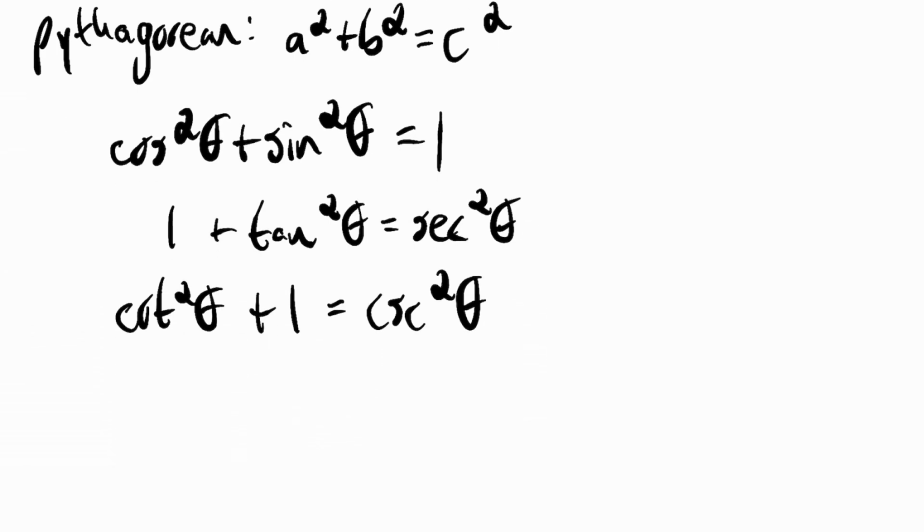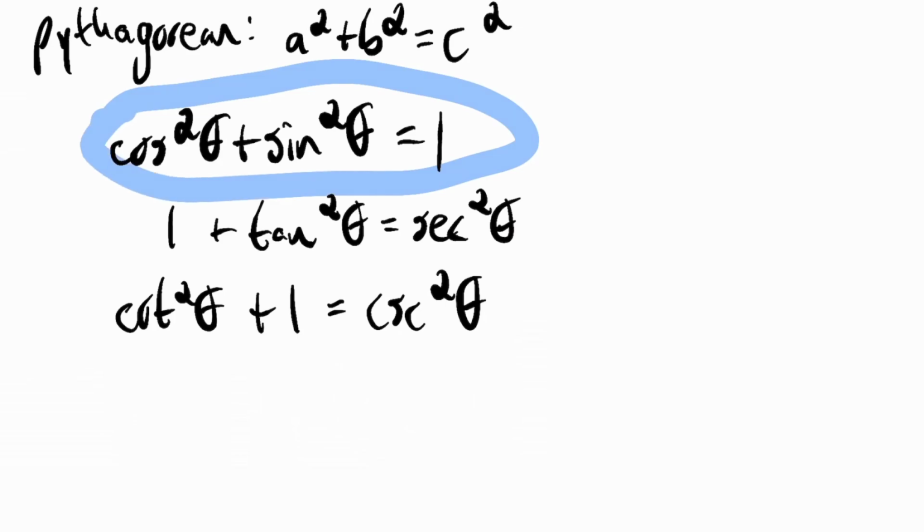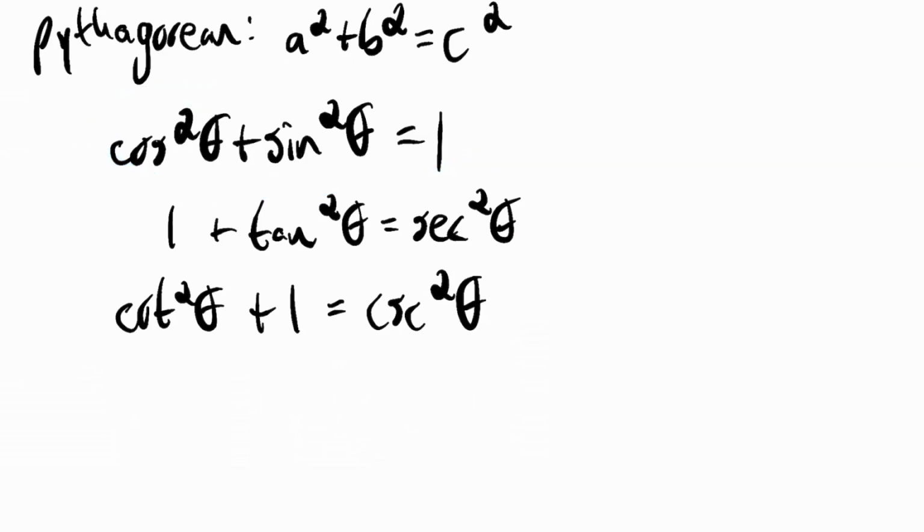I'll point out that this one is one of the most important identities to know. If you learn nothing else from these videos, memorize this equation. You're going to see it in Cal 1, Cal 2. If you're in engineering, you'll see it in EA1, EA2. It's going to show up a lot, so you need to know it. You need to memorize it.